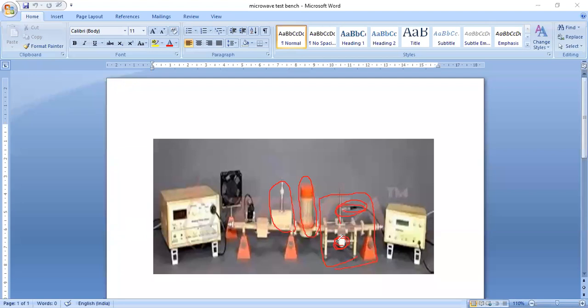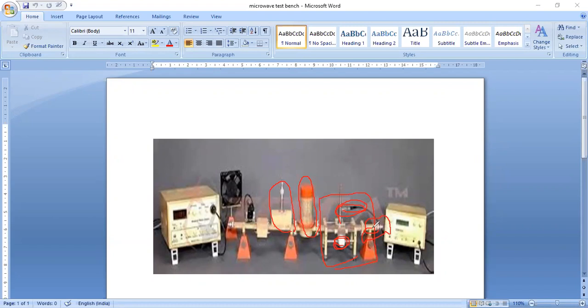At the end, you can see a detector mount is available. This is the tunable detector mount, used to demodulate the signal. Finally, you are demodulating the signal and getting the original signal. So this is the microwave bench setup, and these are the various components available.